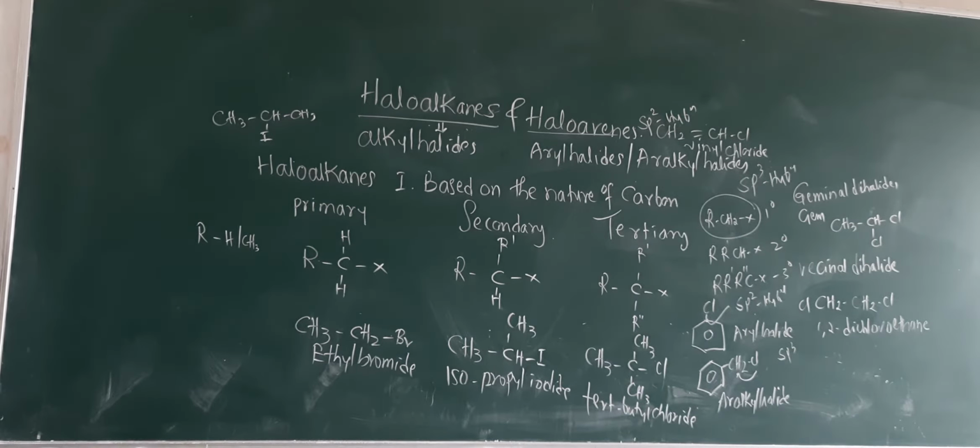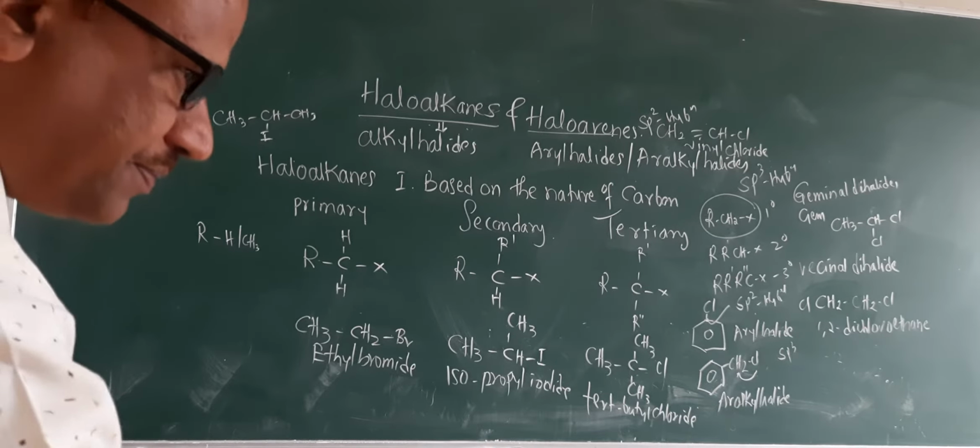1,1-dichloroethane. Then vic dihalide or vicinal dihalides means the two halogen atoms must be attached to adjacent carbons, called the vic dihalide or vicinal dihalides.